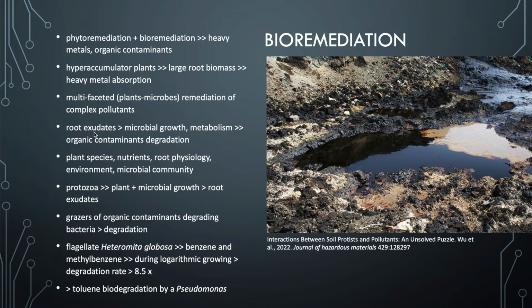The greater the concentrations of exudates that a plant can deliver to the soil ecosystem via its root system, the more microbial growth and metabolism increase. And this greatly encourages degradation of organic contaminants. This is, of course, plant species dependent, nutrient levels in the soil and the nutrient transformation within the soil, the root physiology of the plant, the overall environment, such as moisture content and temperature of the soil, and of course the microbial community which the plant species supports.